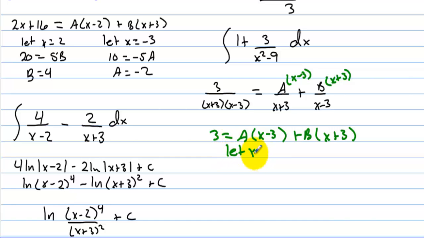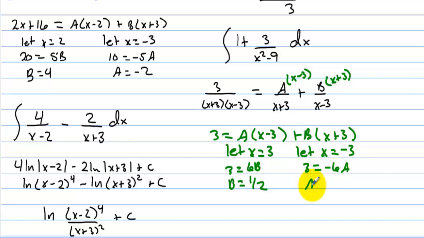Let's let x equal 3. We have 3 is equal to, this piece is 0. We have 6b. b is 1/2. Let's let x equal negative 3. We have 3 equals negative 6a. a equals negative 1/2. And like I said, we always try to make the negative last. We always try to make the positive first.